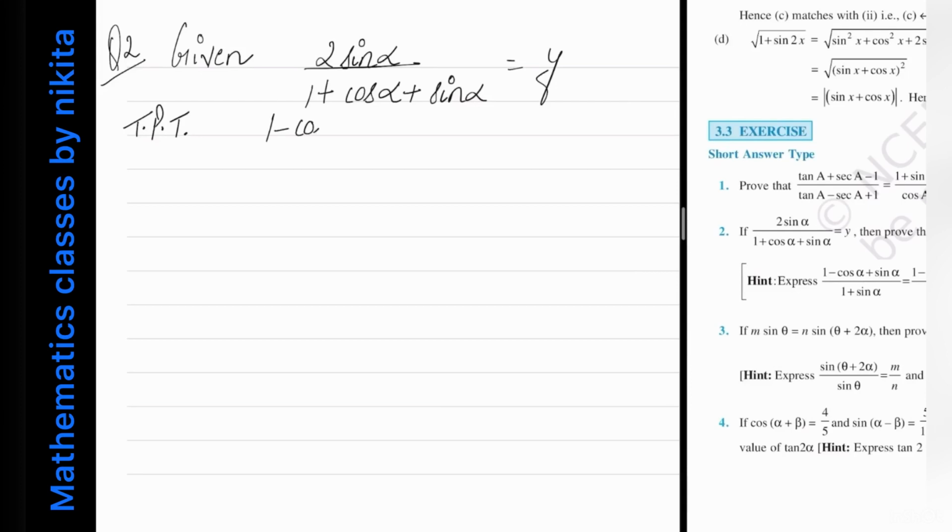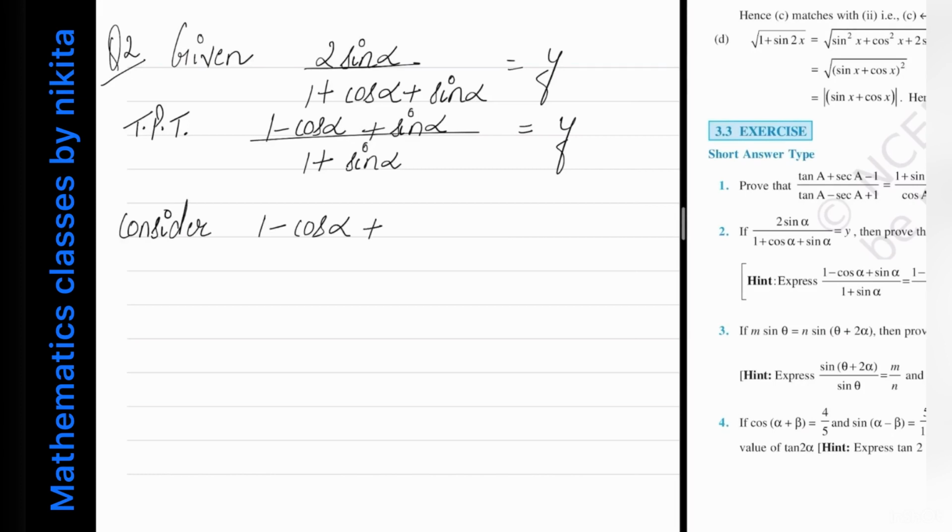1 minus cos alpha plus sin alpha divided by 1 plus sin alpha is also equal to y. So let us consider the expression 1 minus cos alpha plus sin alpha divided by 1 plus sin alpha. What I will do is, I will multiply and divide by 1 plus cos alpha plus sin alpha, ठीक है, so that there is no change, ठीक है.